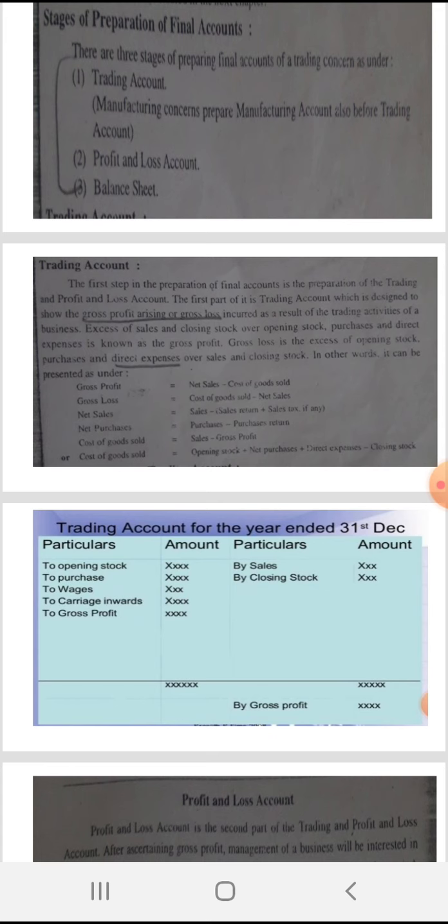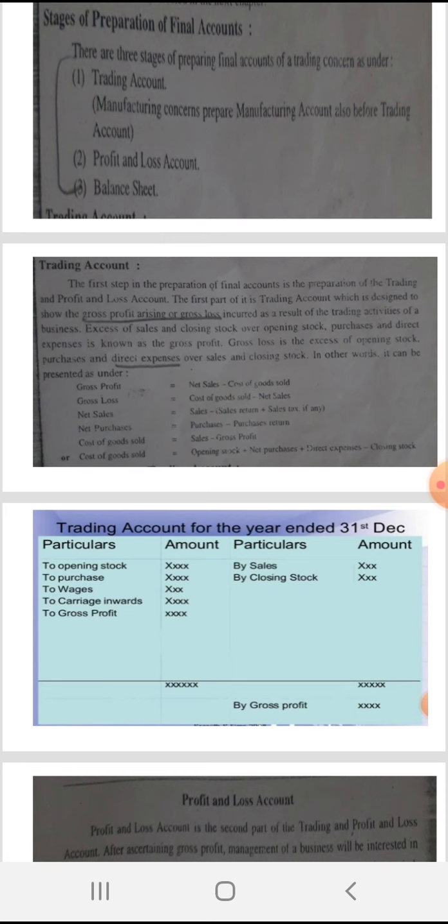The first step in the preparation of final accounts is the preparation of the trading and profit and loss account. The first part of it is trading account, which is designed to show the gross profit arising or gross loss incurred as a result of the trading activities of a business. Excess of sales and closing stock over opening stock, purchases and direct expenses is known as the gross profit. Gross loss is the excess of opening stock, purchases and direct expenses over sales and closing stock.